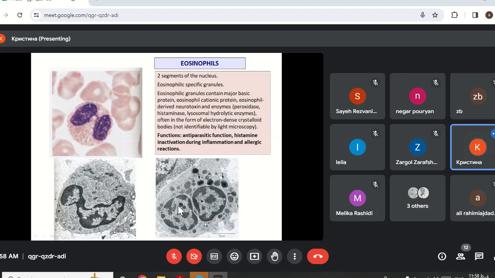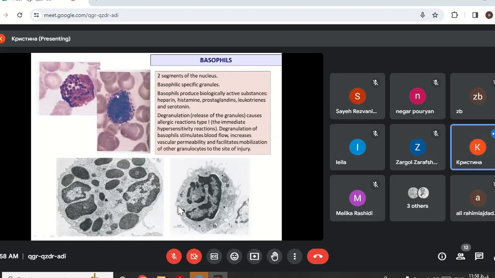In these transmission electron microscopy pictures, you can see nuclei. Here the bridge is seen, in the second the bridge between the segments of the nucleus is not seen, but you can easily identify this type of blood cell because of the specific crystalloid inside the oval granules. So you have here the oval granules with crystalloid inside.